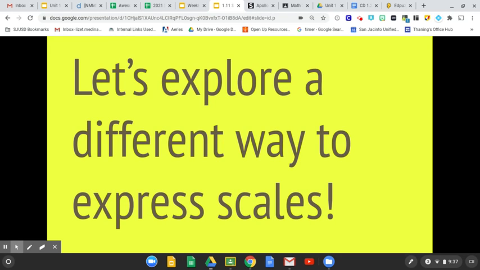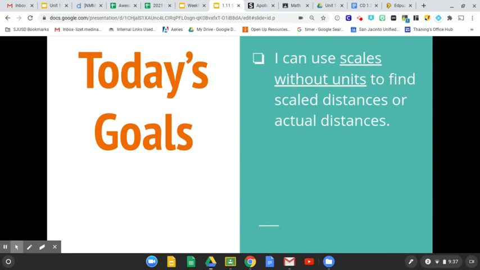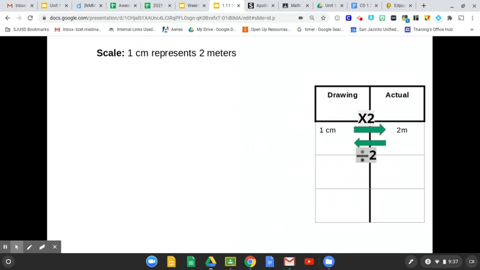Okay, so today we're going to be looking at scales without units. Your goals for today: I can use scales without units to find scale distances or actual distances. I can explain the meaning of scales expressed without units.